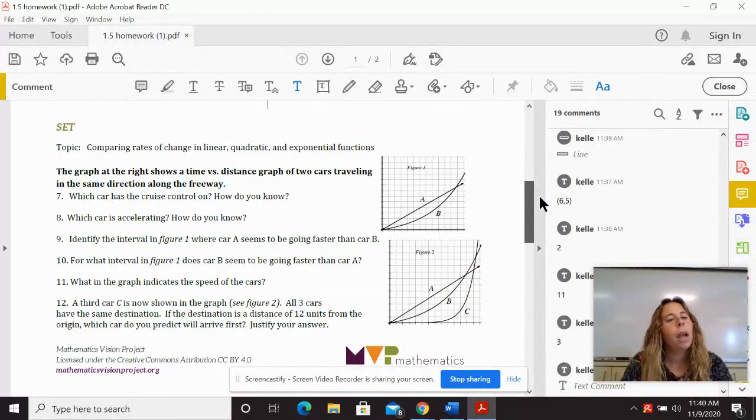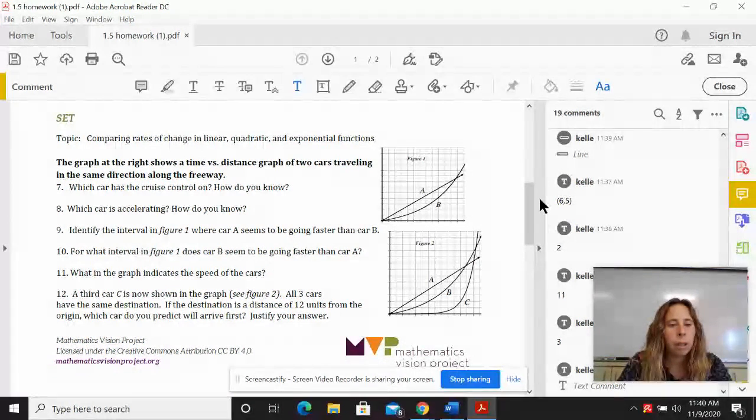Let's go down to here, 7 through 12. It says, comparing rates of change in linear, quadratic, and exponential functions. I might just go through all of these with you. Number 7. The graph at the right shows a time versus distance graph of 2 cars traveling in the same direction along the freeway. If you have time versus distance, then time is going to be your x value, and this is going to be distance.